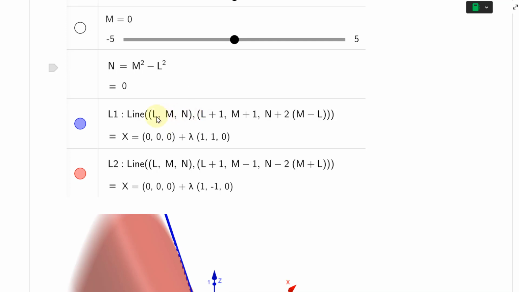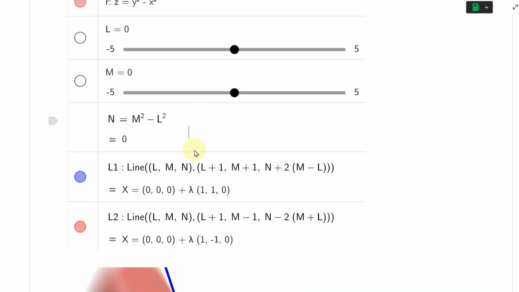I mean, 2 points on the line. So line 1 is L, M, and N. And then another point on the line is when this lambda, or actually t, is set equal to 1, and then plug that in. So we'll have L plus t is just L plus 1, M plus 1, N plus 2M minus L, like that.